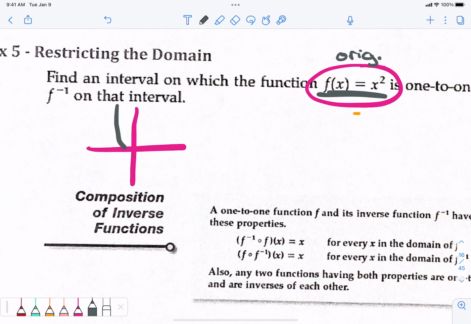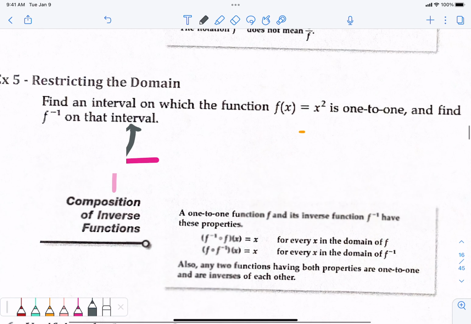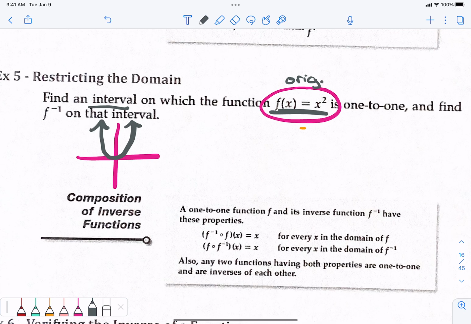It looks like a parabola right here like this, okay? Is his inverse a function? No, okay, but what we're going to do is, it says find an interval on which the function is 1-to-1 and find the inverse on the interval. What is the inverse of x squared?